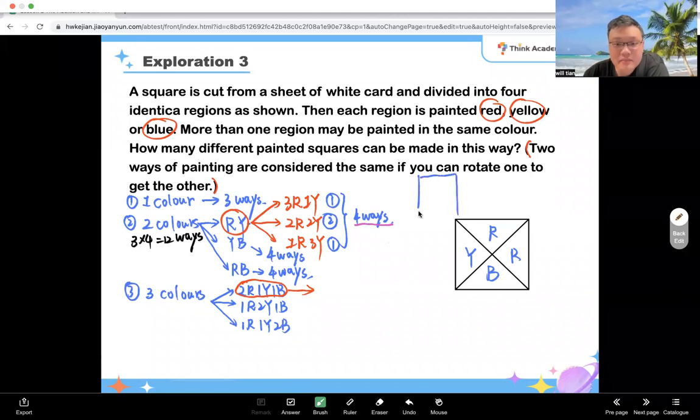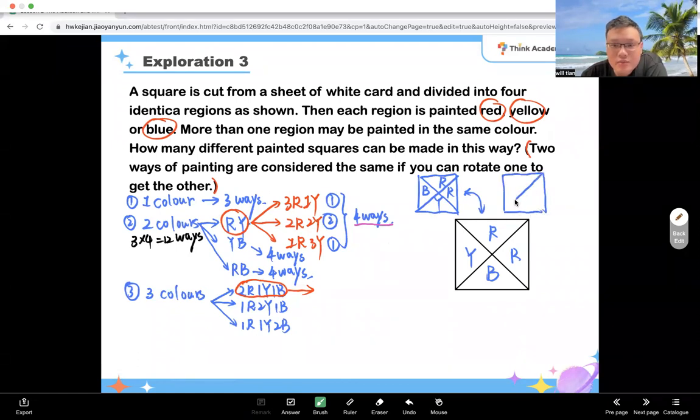Let's see. I got red here, and I just changed the position of the blue and yellow. Okay, question for you. Will these 2 be the same when you do some rotation? Is that possible? No, it's not possible, right? No matter how you do the rotation, you cannot get this red, red, blue, yellow into this red, red, yellow, blue. It's not the same. So at least you got 2 different ways to arrange that, right? And that is the way you put 2 red together.